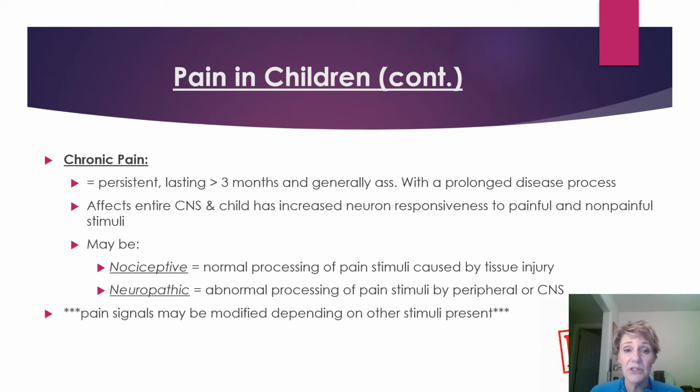Chronic pain is pain that persists for greater than 3 months, and it's usually associated with a prolonged disease process. One of the most common disease processes we think of here would be sickle cell anemia and sickle cell crisis. Those children have chronic pain over long periods of time. The other category where we can see that is children who have been diagnosed with cancer. It will affect the entire central nervous system, and they have increased neuron responsiveness to both painful and non-painful stimuli. So they're underlying much more likely to feel pain because they already have an underlying level of pain, if you will.